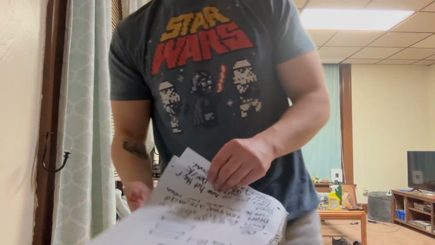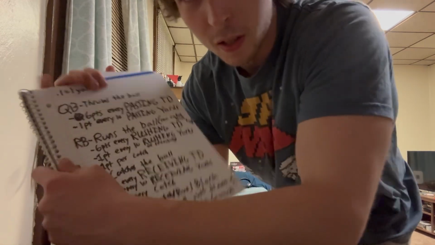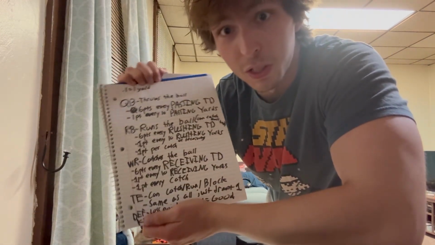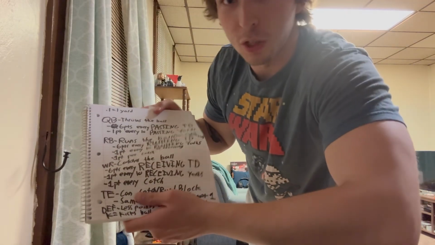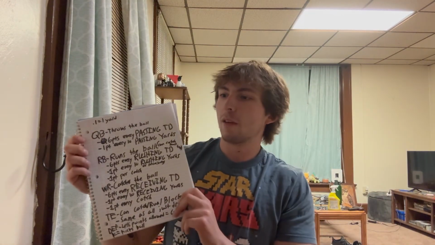All right, next. We're going to break down the points in the player positions. So first things first, we have the quarterback. The quarterback throws the football to his receiver, running back, or tight end.